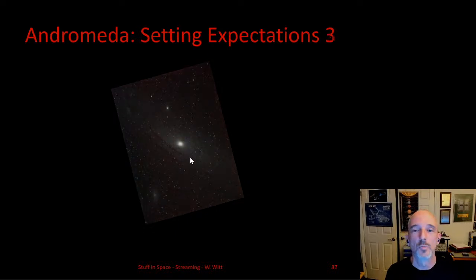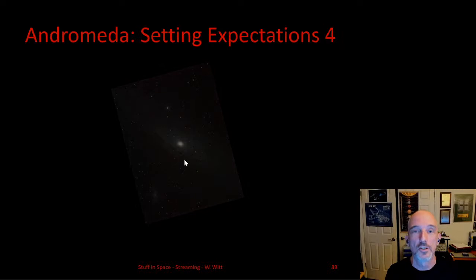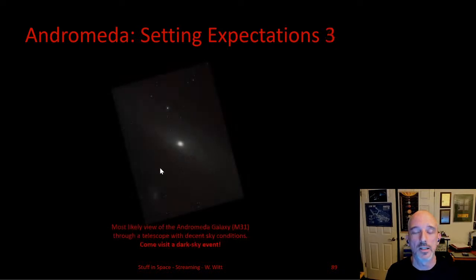As the sky gets brighter or the conditions degrade, maybe you'll see this, or on a really not so good night, maybe you'll just see kind of a fuzzy blob in the center here. But most of the time you'll probably get something like this. So there's no color here, which is kind of a bummer, right?